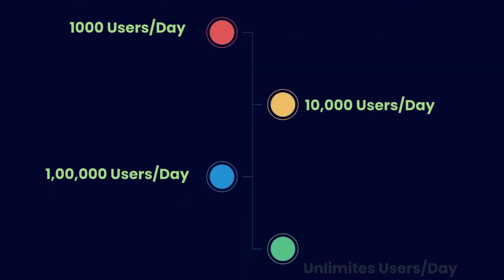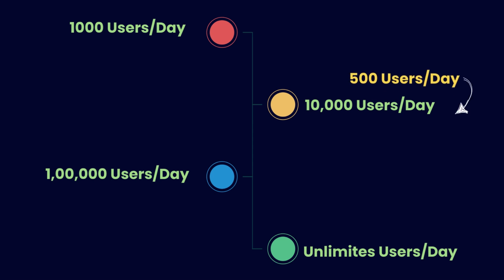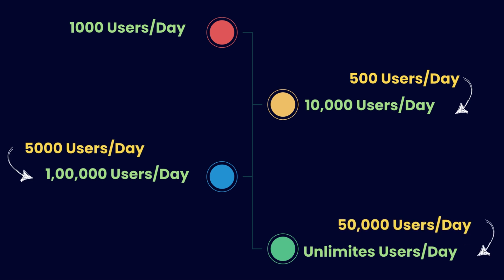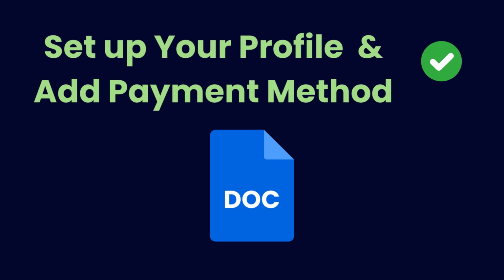If you send messages to 500 users, you will go to the 10,000 users per day limit. If you send messages to 5,000 users, you will go to 1 lakh users per day, and after 50,000 messages, your messaging will be made unlimited. It's not necessary to send these messages in one go. You can send them within a 7 day duration. So once you send messages to 5,000 users within 7 days, your limit will be increased to 1 lakh users per day. Once you get your WhatsApp Business API, you have to set up your profile and payment method.